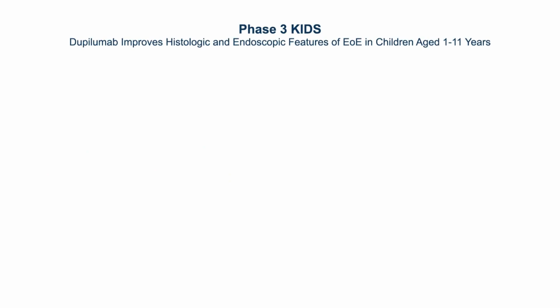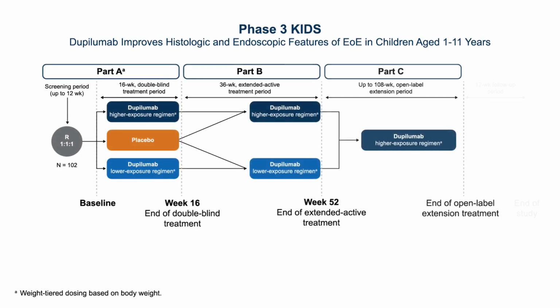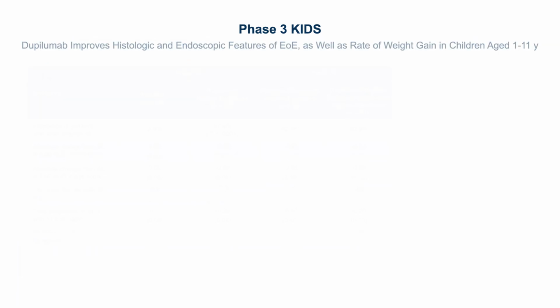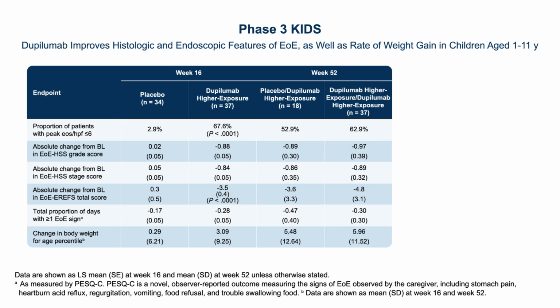In the Phase 3 KID study, which looked at dupilumab in children ages 1 to 11 years, patients were randomized to receive higher exposure of dupilumab, placebo, and lower exposure regimen of dupilumab, and then followed in long-term trials up to 108 weeks afterwards. The Phase 3 KIDS trial was studied to evaluate the efficacy and safety of dupilumab versus placebo, and the patients were randomized in equal groups. In these studies, dupilumab was shown to improve histologic and endoscopic features of EoE, as well as increase the rate of weight gain in patients.